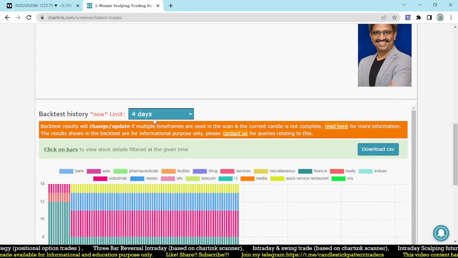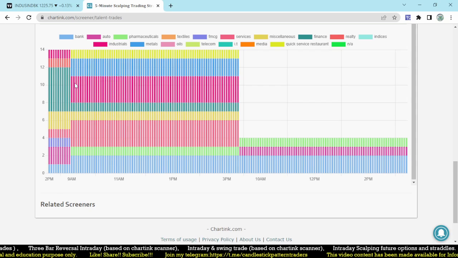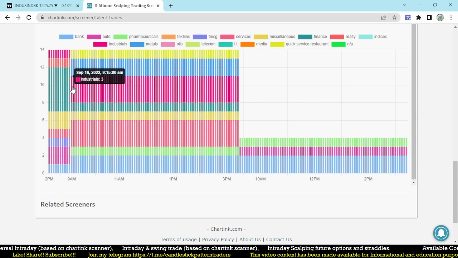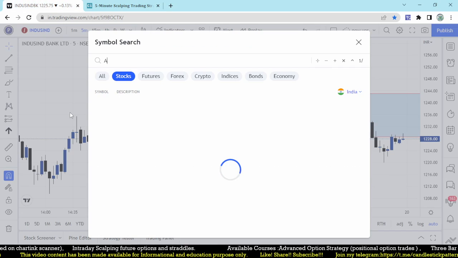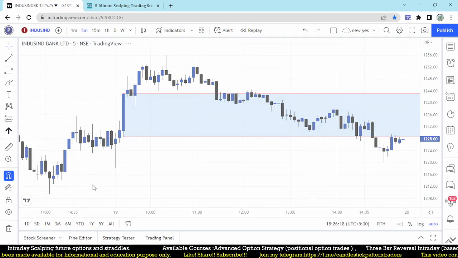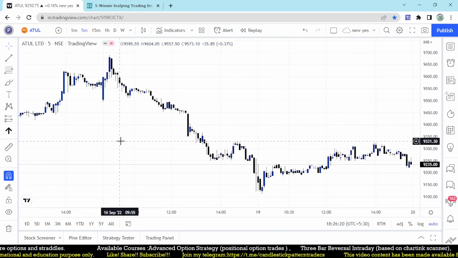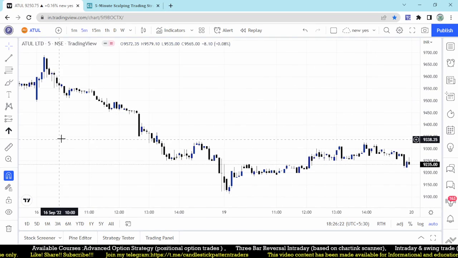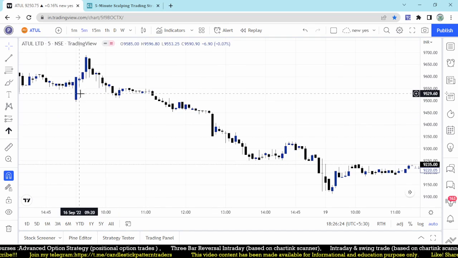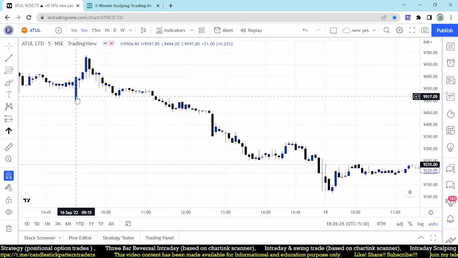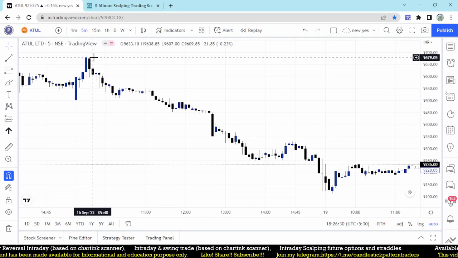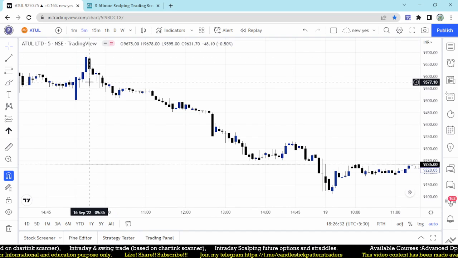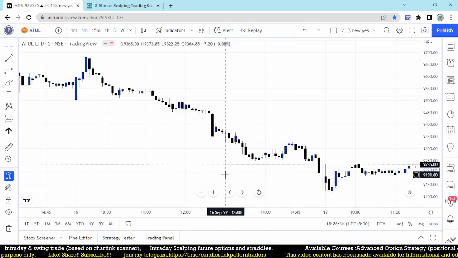So here, let's go to backtest. This is also not repainting. So these are the stocks you would have found yesterday: Atul, Cipla, JSW, and another. Let me go for Atul. That is what happened yesterday. 1, 2, 3 candles are green, that is about yesterday, the 16th, right? So 1, 2, 3 candles are green, then it broke that high and immediately moved, and after that it triggers your sell, and it was giving you huge benefit on the downside.